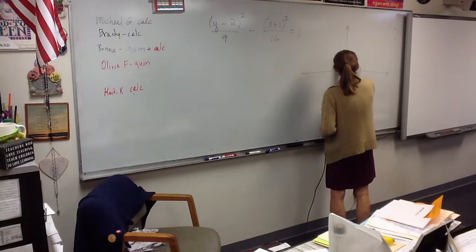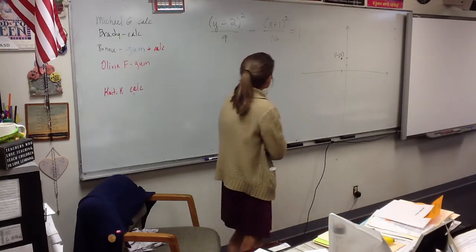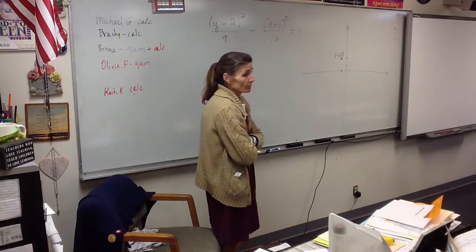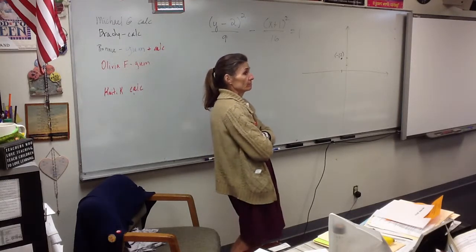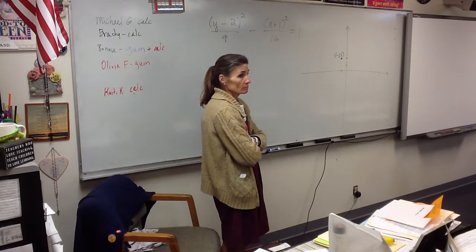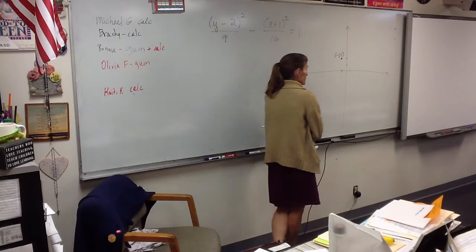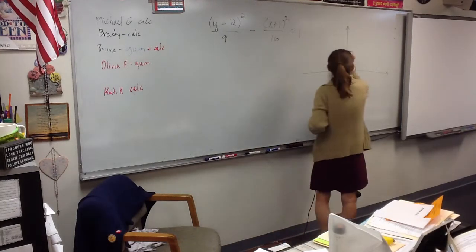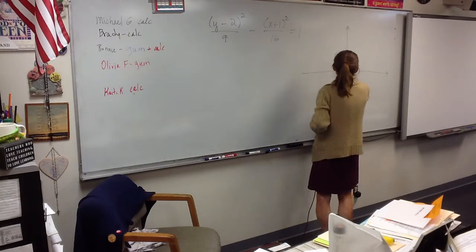Everybody should have a center figured out. Your center should be at -1, 2. Does anybody have a question about the center? All right, you probably should have your box built by now. You built your box by counting up and down 3 and sideways 4.